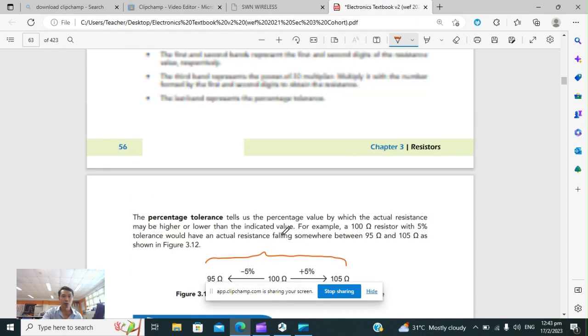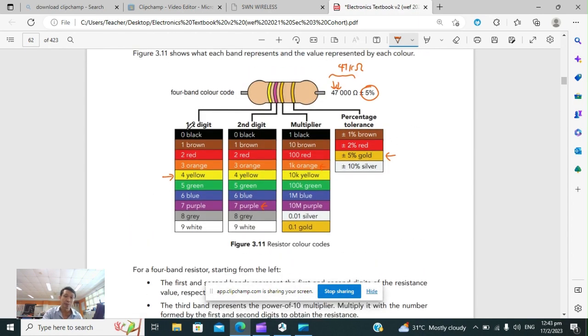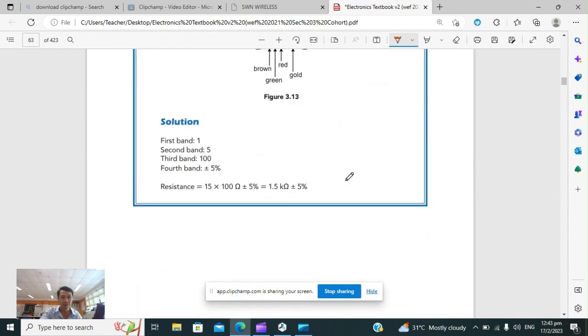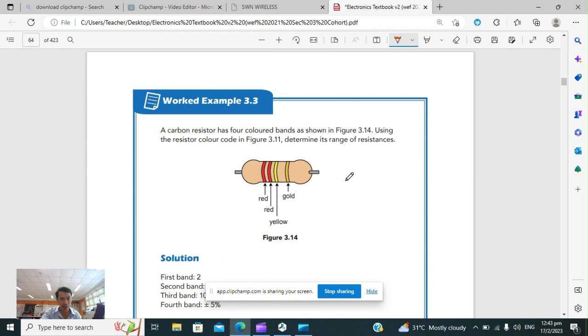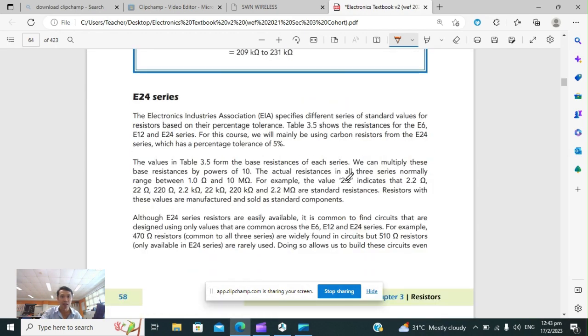In case you are worried that you have to remember this table of color codes, you don't have to. This color code table will be provided for you in the data sheet at the start of every electronics exam. So you do not have to remember it. This is another example. You can do it yourself. Don't look at the answer. Try it out and see whether you can get the answer.